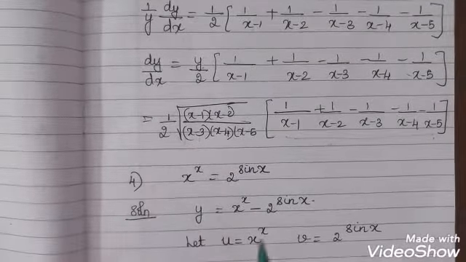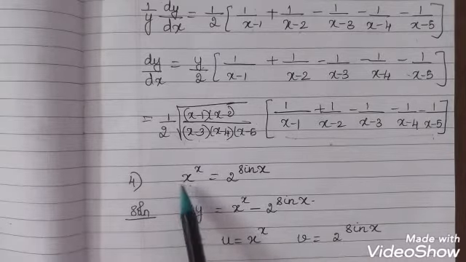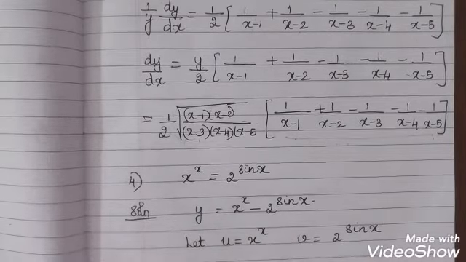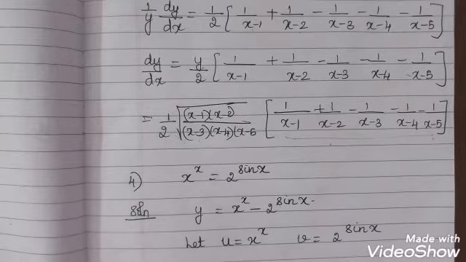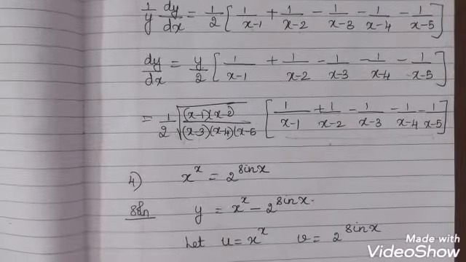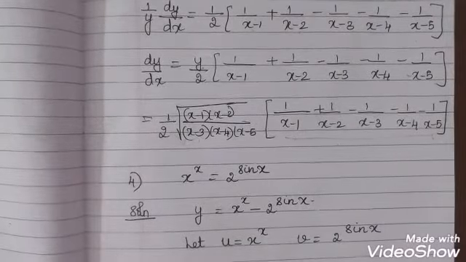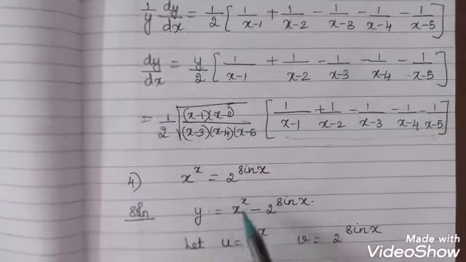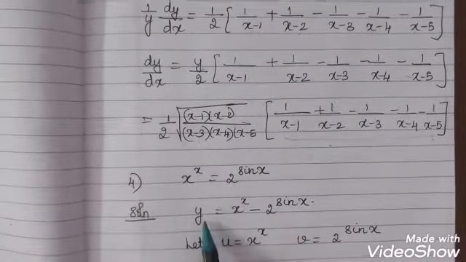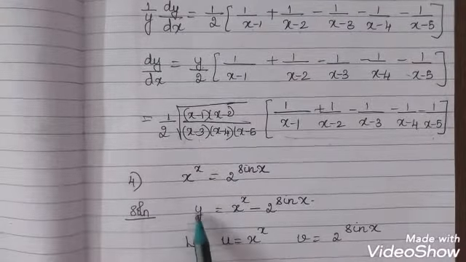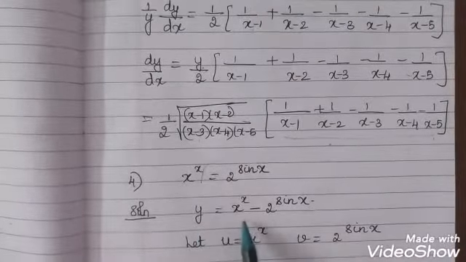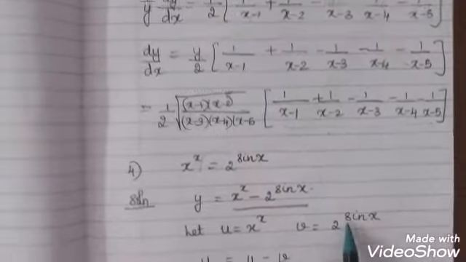Now the fourth question. What's the fourth question here? x^x equal to 2^sin x. You will have to differentiate it again with respect to x here. So what I am going to do is rearrange it a little. You have x^x is equal to 2^sin x. I'll give a name to it and write y equal to, taking it to the other side, x^x minus 2^sin x.